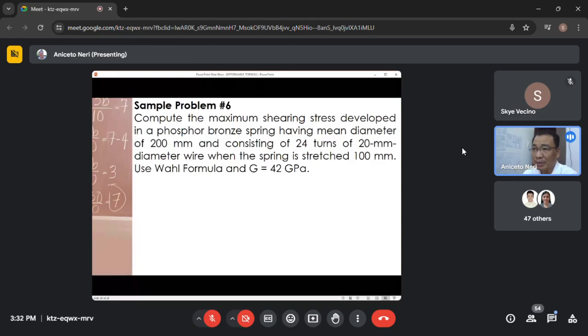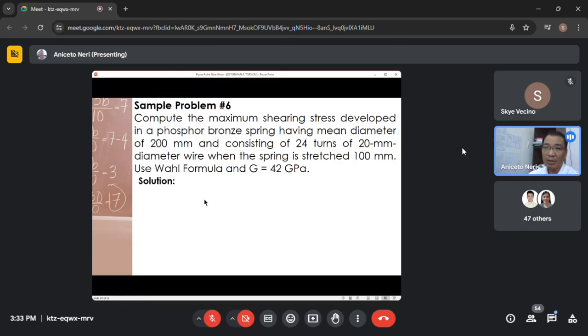Compute the maximum shearing stress developed in a phosphor bronze spring having a mean diameter of 200. So ang mean radius ni mo ni 100. And consisting of 24 turns, and then small d na yun, 20 millimeter diameter wire, when the spring is stretched 100 millimeters. This is delta. Use Wahl formula and given sa G, 42 gigapascal. Okay.